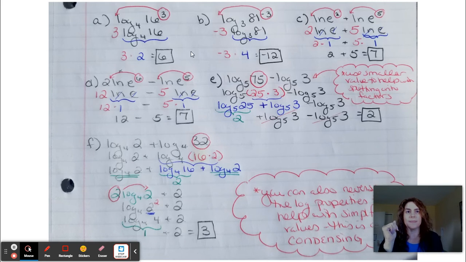Question C, remember ln of e, the ln and the e are going to actually drop.